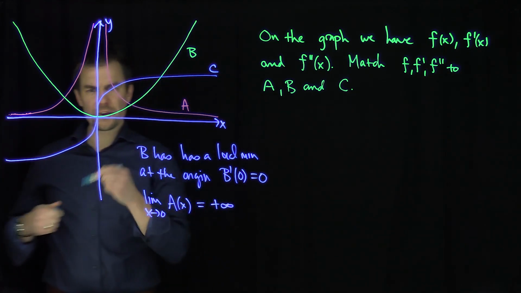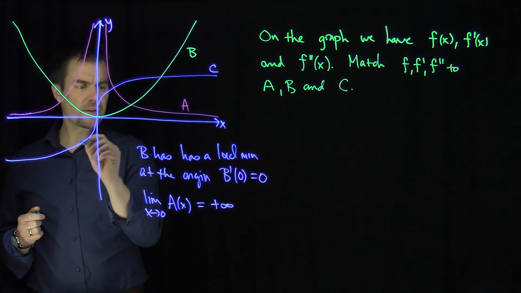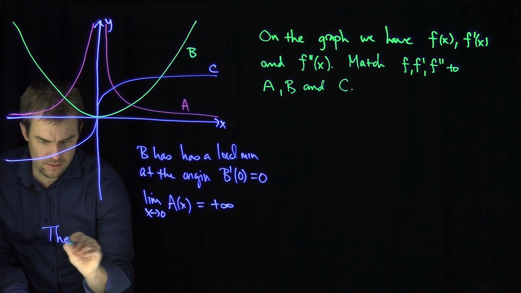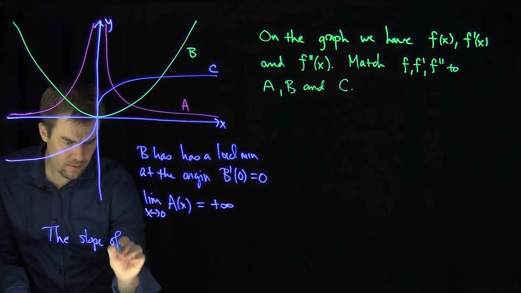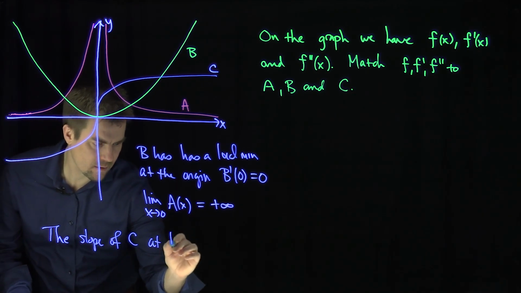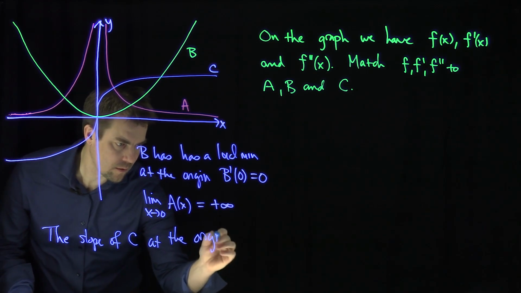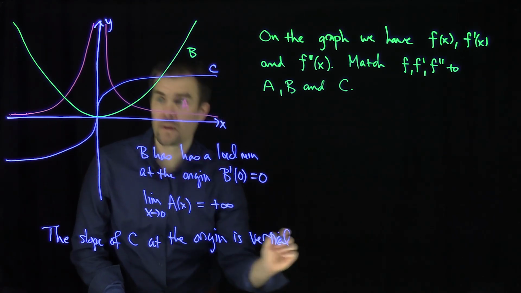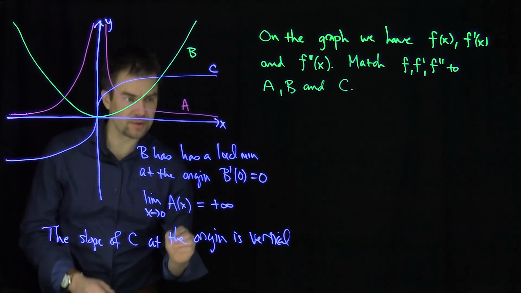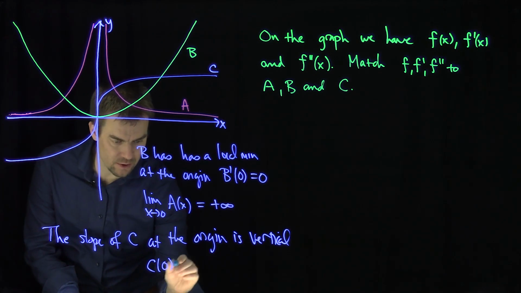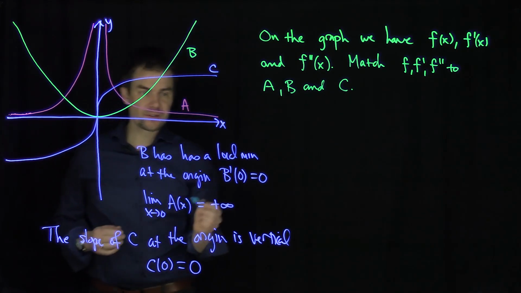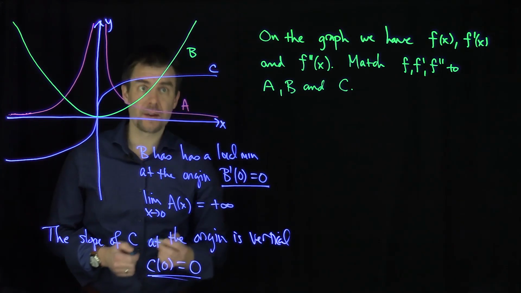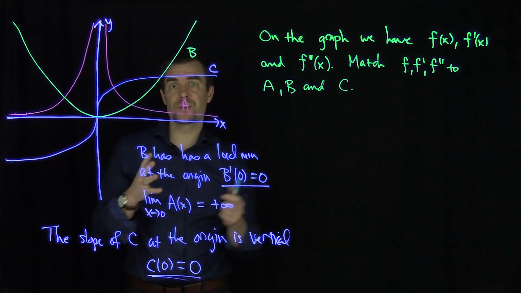So if we look at the graph of C, we see that the slope of C at the origin looks like it's vertical. And furthermore, I know that C of 0 is equal to 0. That's nice because it looks like there might be a relationship between B and C. So let's see if we can follow this reasoning through.